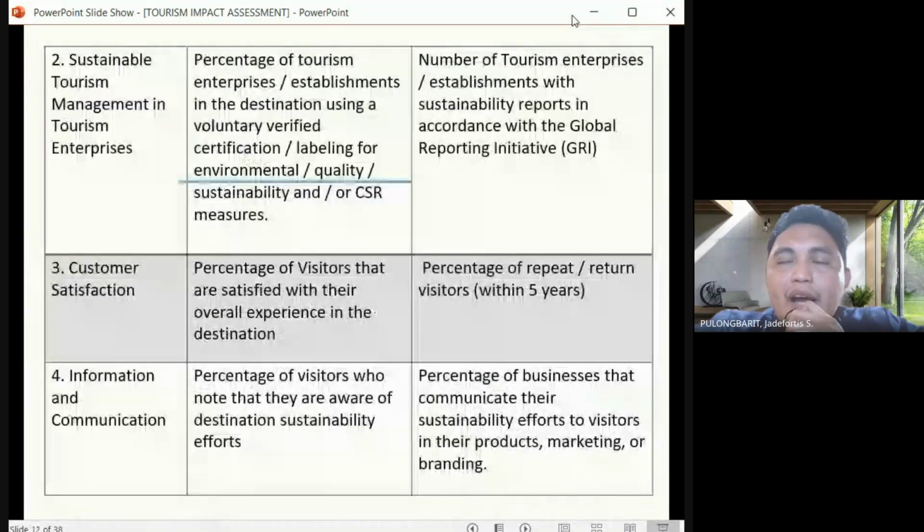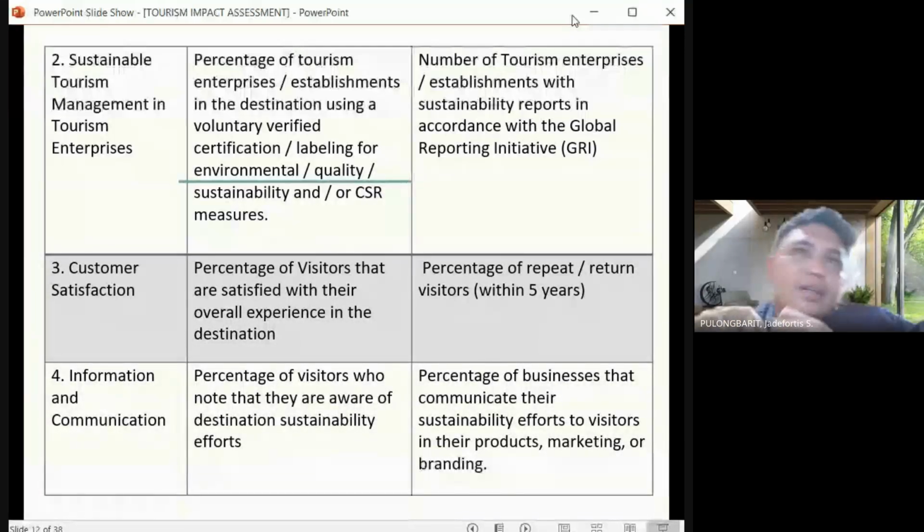So this criteria has the core indicator by assessing the percentage of tourism enterprise establishments in the destination using voluntary verified certification, labeling for environmental, quality, sustainability, or CSR. Okay? So ito, to assess the different tourism enterprise or establishment, to identify kung may mga certification ba sila, may mga labeling for environment, may quality ba, and so on. So that is based on the tourism enterprise. Optional niya to determine the number of tourism enterprise with sustainability report in accordance with the Global Reporting Initiative. Okay? So to know the number based on the GRI. Okay?